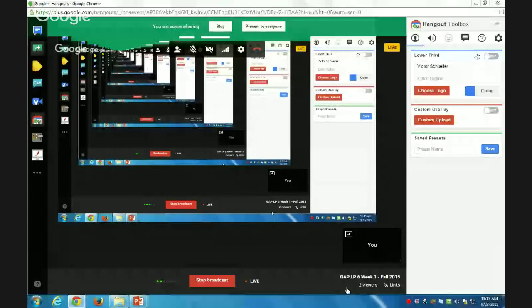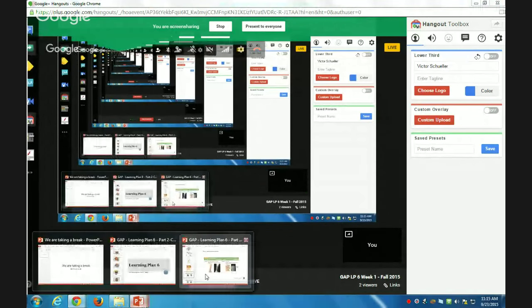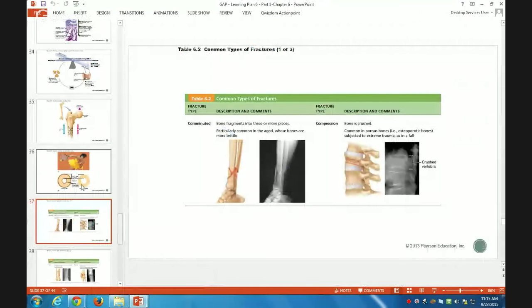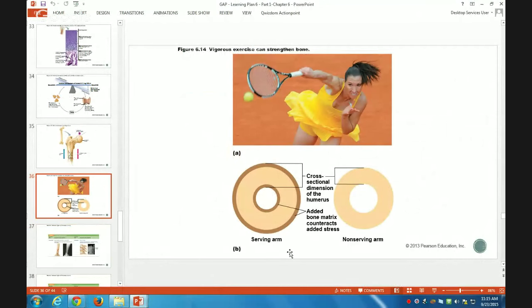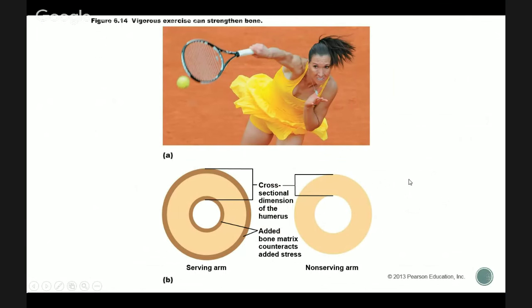But I just want to hit on that very quickly. But what I want to do is I want to get to the bone remodeling. And we talked a little bit about the different hormones involved in remodeling. But now I want to talk to you about how the bone repairs itself during fractures. So we're going to just look at some concepts. Well, before we do that, let's just look at this picture here.